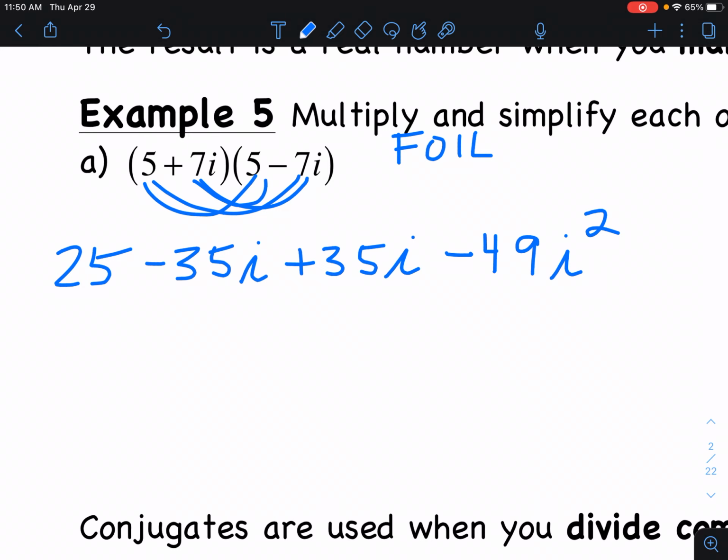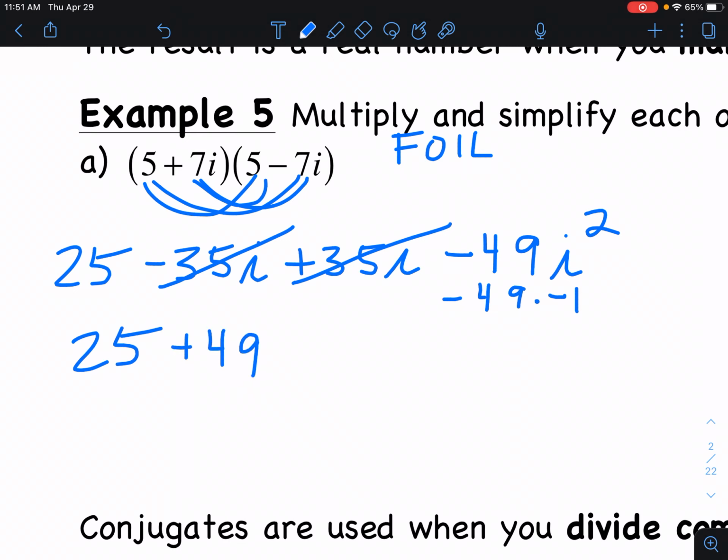Now, take a look at the two like terms here. They cancel out. One's a minus 35i and a plus 35i. They add up to 0. So get rid of them. Bring down the 25. The minus 49i squared, remember i squared is negative 1. So negative 49 times negative 1 is 49. So put plus 49. And then we can add those to get 74 is our answer. So just as I said, we multiplied two conjugates and we got a real number as an answer.